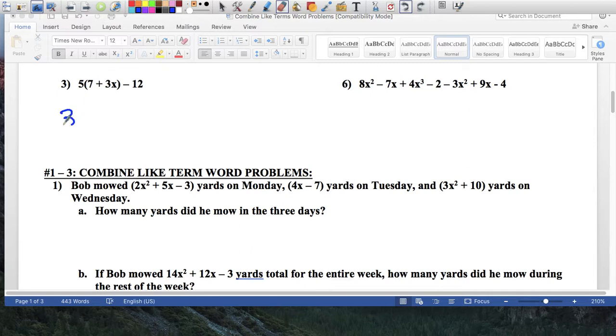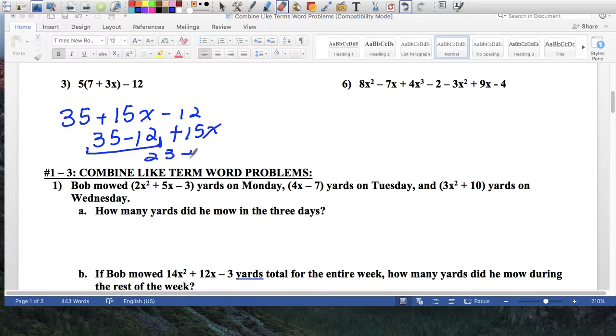5 times 7 is 35 positive, plus 5 times 3, both are positive, so 15x, and then minus 12 at the end. Let me rearrange my expression so the like terms are together. These two, 35 minus 12 is 23, plus 15x.